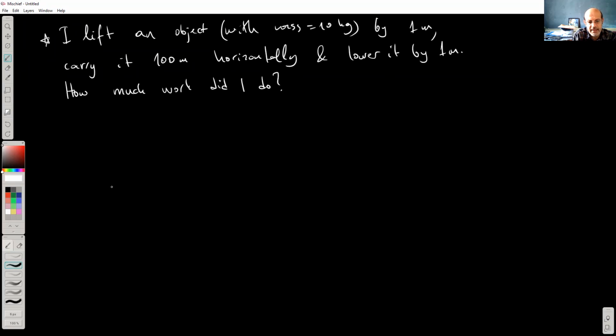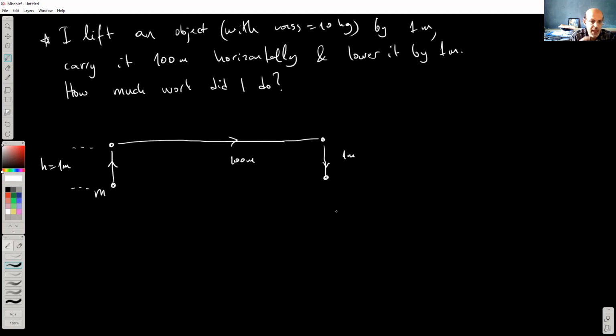This is like the motion in here. So there's this object in here. I lift it up. The height is 1 meter. Move it horizontally by 100 meters. And then lower it by 1 meter. Okay. So the object has mass 10 kilograms. So let me write m equals 10 kilograms in here. So we know what the mass is, right? Okay, so how much work did I do?